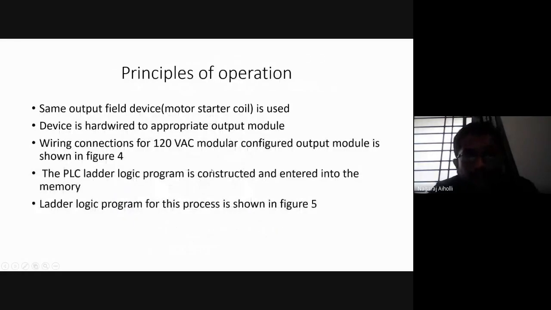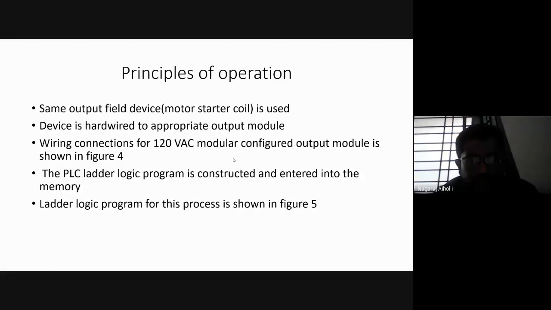Similarly, we can connect the output devices also. The output device here in our problem is the motor or the motor coil. Again, we have to wire the output connections. That is called hard wiring. Hard wired means we are wiring the output connections, that is connecting the output components to the output module of the PLC. Wiring connections for a 120 volt AC modular configured output module are shown in the next figure.